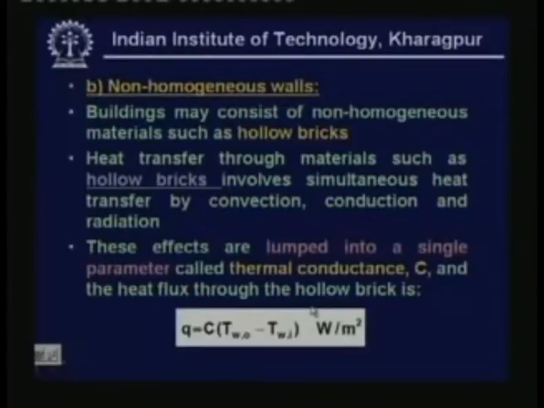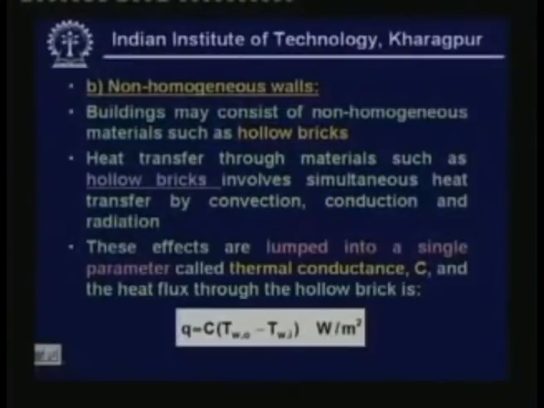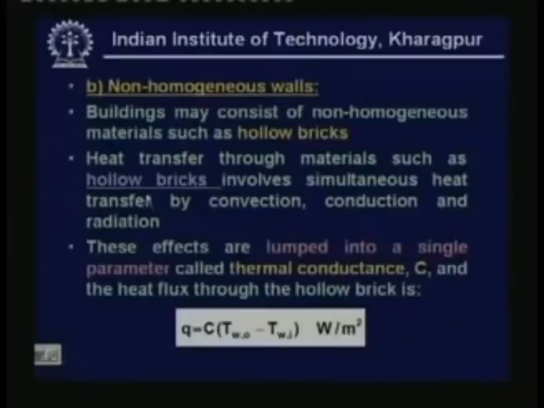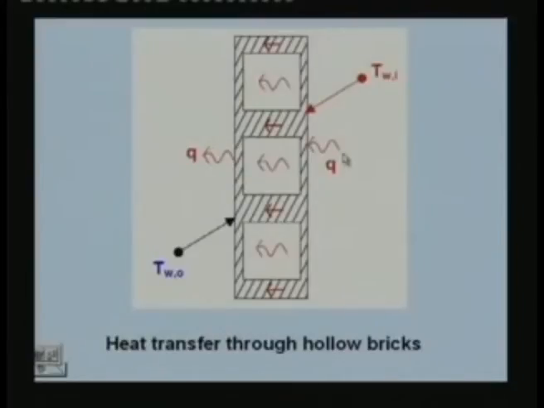Now let us look at non-homogeneous walls. Buildings may consist of non-homogeneous materials such as hollow bricks. Hollow bricks are very widely used in buildings, because hollow bricks have better insulation properties compared to solid bricks. That's the reason why hollow bricks are quite widely used. So heat transfer through materials such as hollow bricks involves simultaneous heat transfer by convection, conduction and radiation. Let me show a picture of a hollow brick. So this shows a picture of a hollow brick.